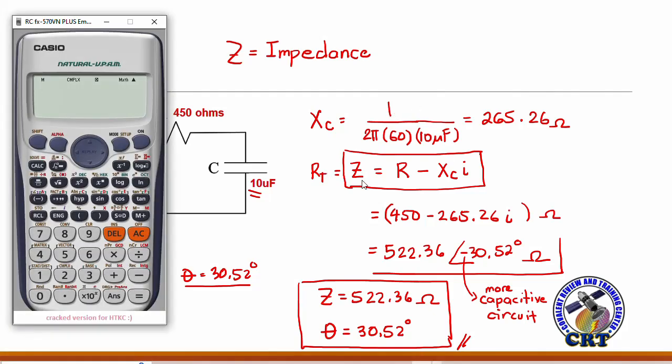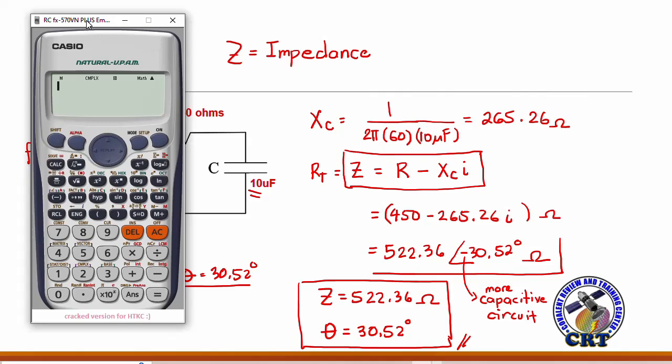Let us solve this example using our mode 2 function in the calculator. Our calculator is already in complex mode, so let us input our operation, that is 450 minus 265.26 i. Okay, first, this is in rectangular form.